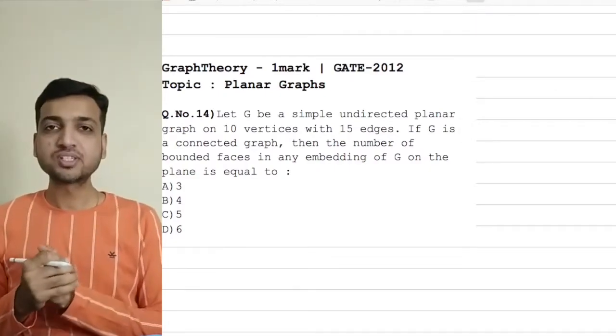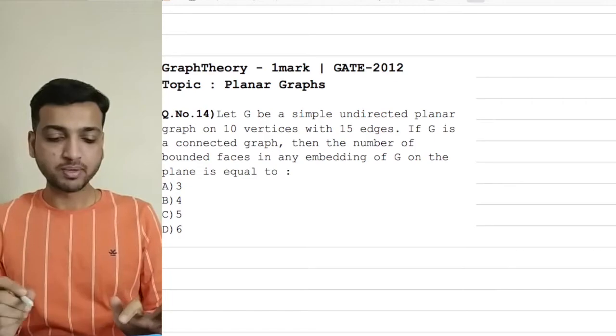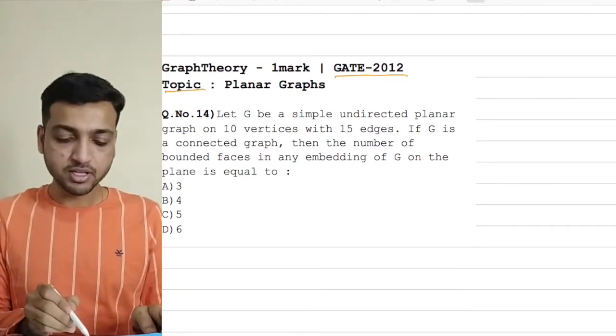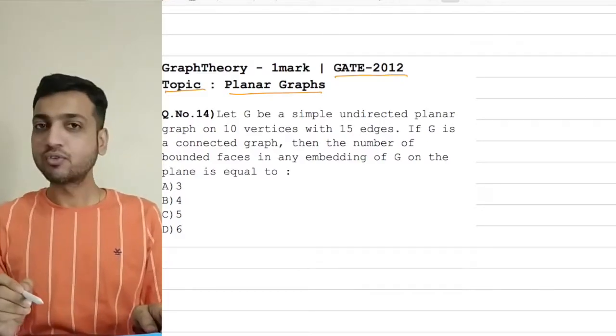So in this question, we are going to see a graph theory based question of 1 mark, and it is from the paper GATE 2012, and the topic it is based on is planar graphs. So let's see what the question is.